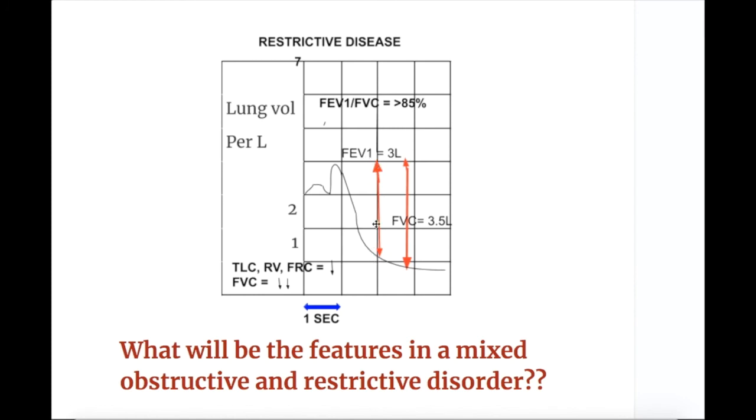FEV1 is 3 liters and the FVC is 3.5 liters. So FEV1 to FVC ratio 3 upon 3.5, it's more than 85%, increased. But the lung volumes TLC, RV, FRC are reduced and forced vital capacity is reduced more than the others. That is why the FEV1 to FVC ratio may be more than normal.